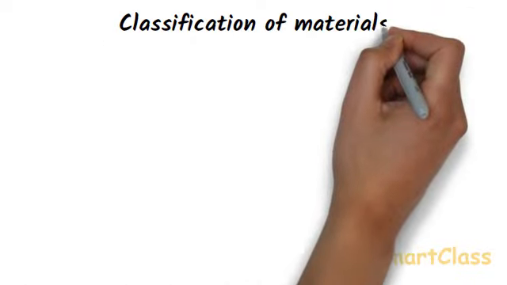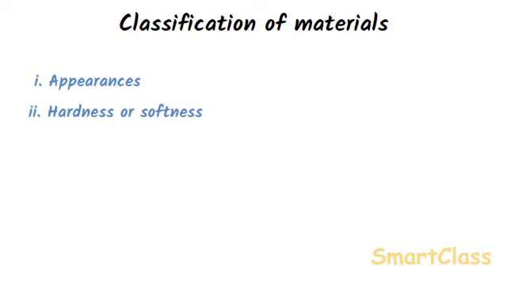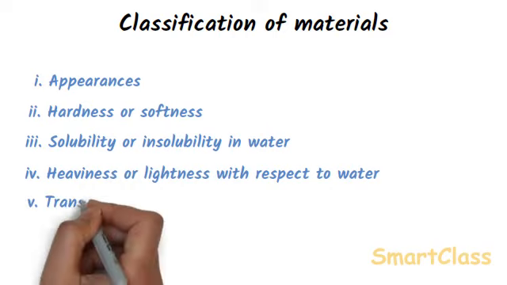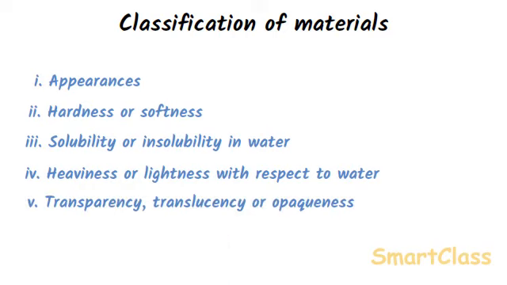Classification of materials. The materials are classified based on certain properties such as appearance, hardness or softness, solubility or insolubility in water, heaviness or lightness with respect to water, transparency, translucency or opaqueness. Friends, let us now discuss all these different methods of classification of materials in detail one by one.